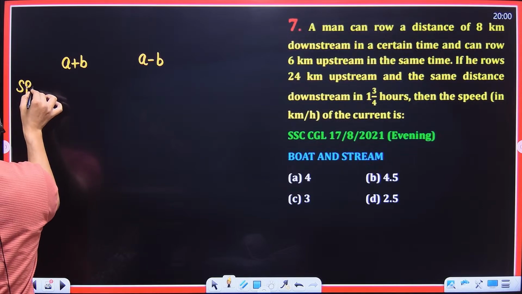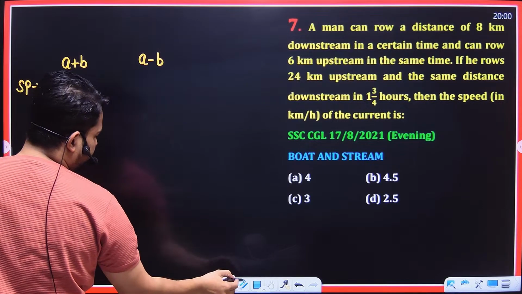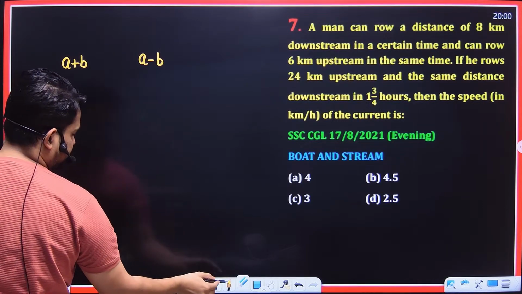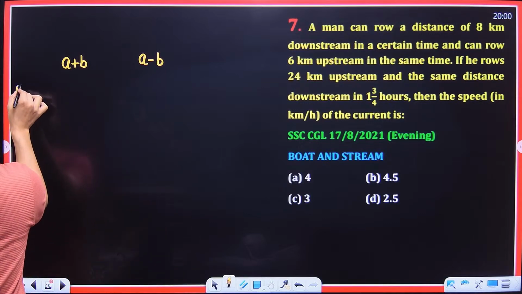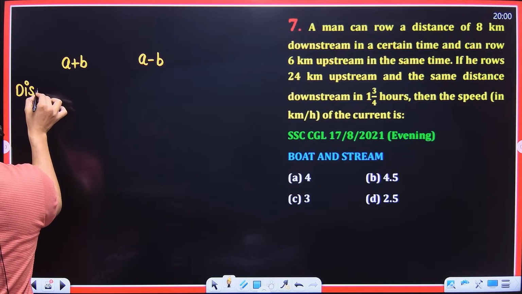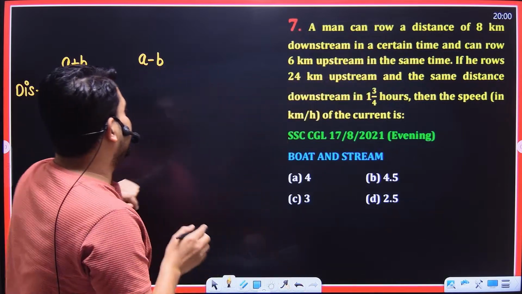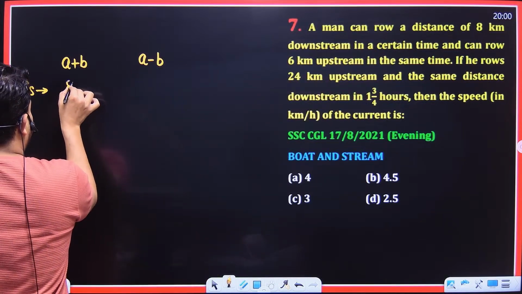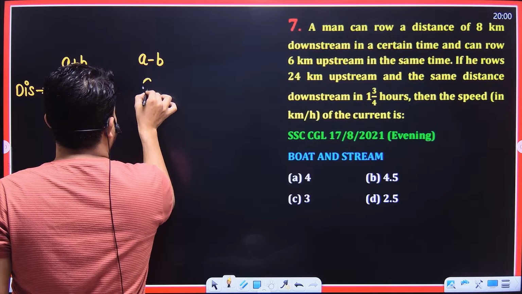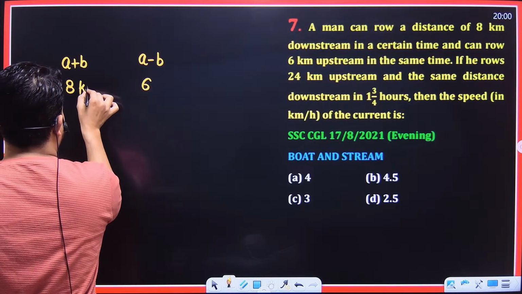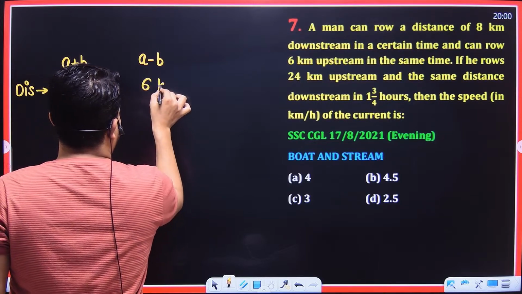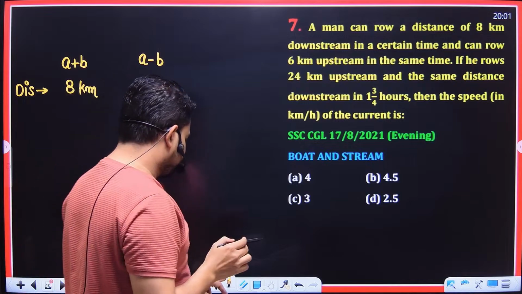We have been given the ratio of distance, not speed. A man can row a distance of 8 kilometers downstream and 6 kilometers upstream. This one is my distance, kilometer and kilometer.